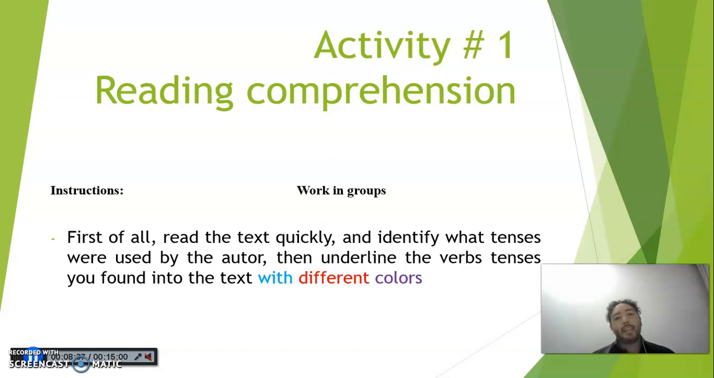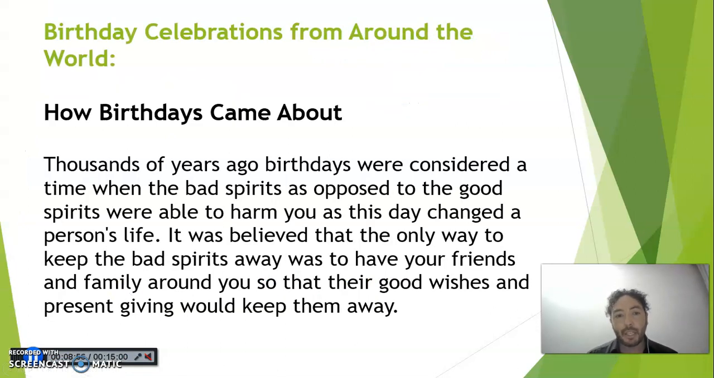In that case, I think we can work in groups. They read the text quickly, also identify what tenses were used by the author, and underline the verb sentences that they found with different colors. That is my strategy for today. I'm going to provide the letters in a black color, but I hope they can place this kind of underline colors.